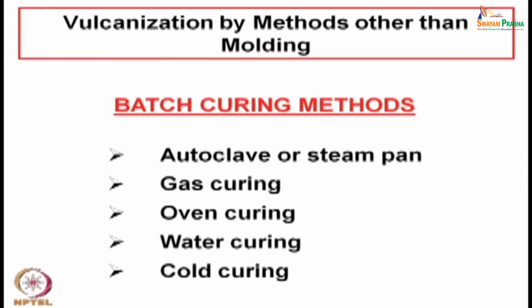Now, there are various techniques available for vulcanization. Batch curing methods are involved, such as autoclave or steam pan, which provides a temperature of 140 to 160. Then gas curing, where hot gas is used for curing. There can be a chamber known as an oven, where the temperature is maintained, where the product can be introduced and slowly will achieve the temperature of the oven and start curing. Then hot water for curing, or sometimes cold curing is done by using some chemical compounds.